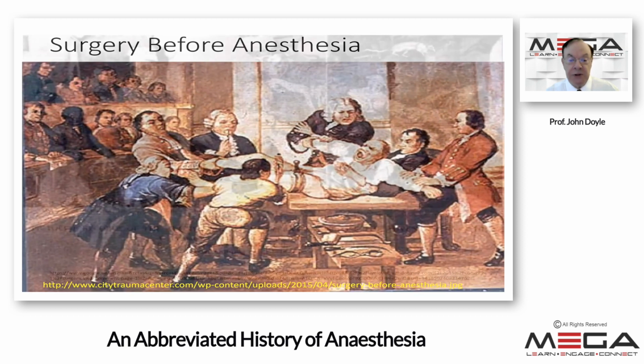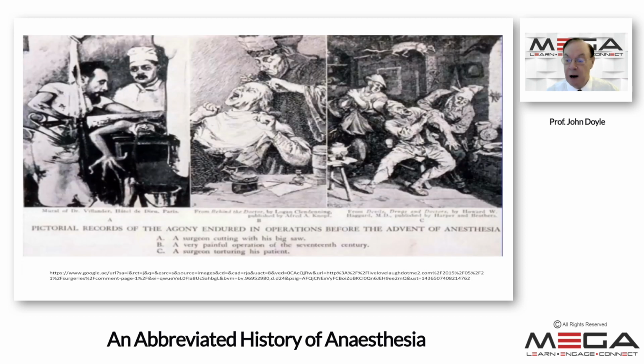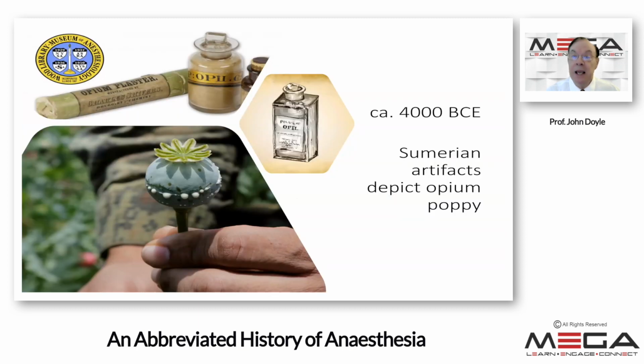Here are some depictions of agony endured in operations before the advent of anesthesia. On the left, a caricature, and in the middle and right, some images that showed how challenging surgery was in the days before anesthesia. For example, removing a skin lesion or doing neurosurgery to reduce intracranial pressure. These are all things that were terribly agonizing in the days before anesthesia. It's not as if there was nothing that was available.